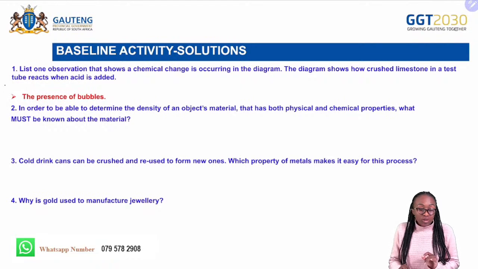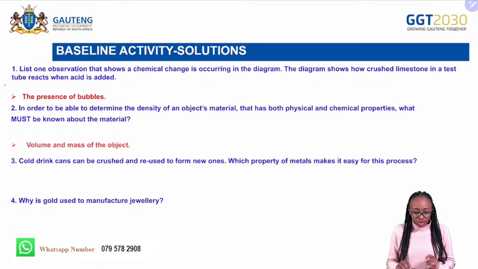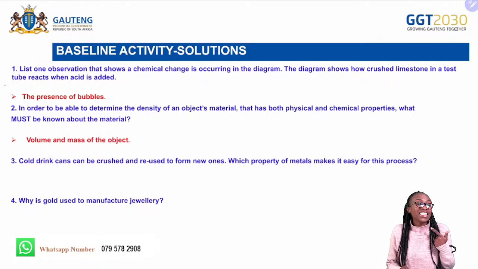Now, the second question is, in order to be able to determine the density of an object's material that has both physical and chemical properties, what must be known about the material? We should know its volume and its mass. If you remember from previous lessons and from the 8th grade, we learned that density is equal to mass divided by volume. So you should know its mass and its volume in order to determine its density.